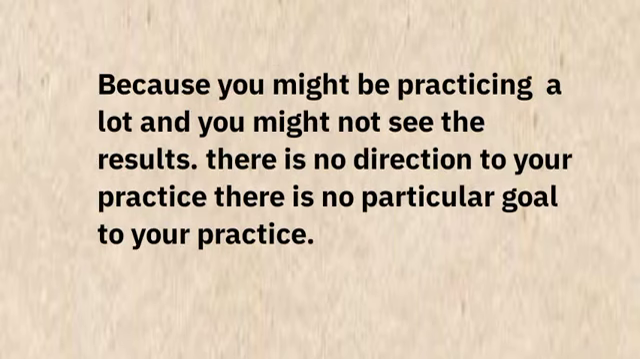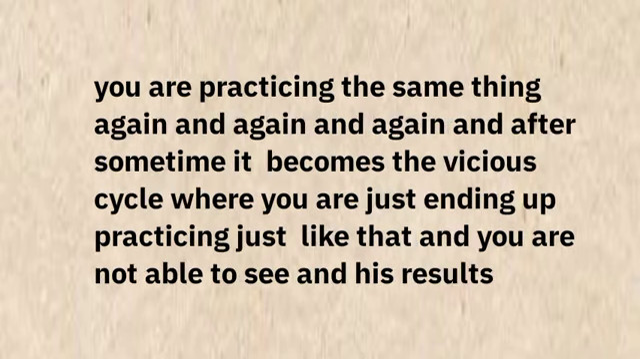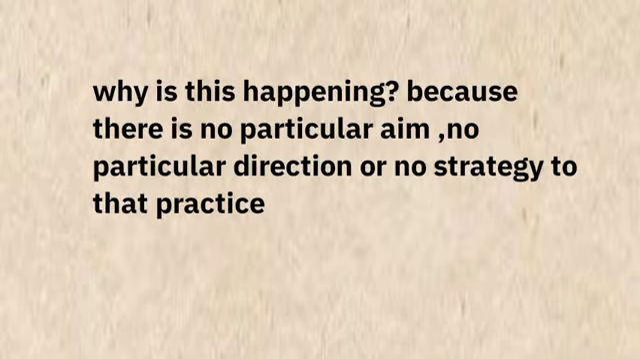Because you might be practicing a lot and you might not see the results. There is no direction to your practice. There is no particular goal to your practice. You're practicing the same thing again and again and again, and after some time, it becomes a vicious cycle where you're just ending up practicing just like that, and you are not able to see any results. Why is this happening? Because there is no particular aim, no particular direction, or no strategy to that practice.